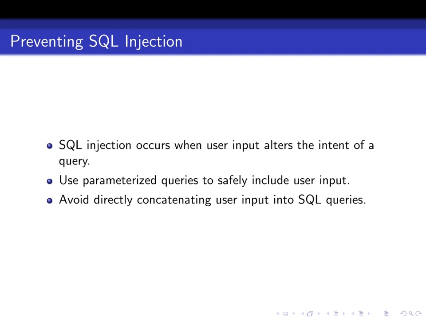SQL injection occurs when user input is manipulated to change the logic of a query, often to access unauthorized data. To prevent this, always use parameterized queries and avoid concatenating raw user input into SQL statements. This small step goes a long way in protecting your database and ensuring the integrity of your data.